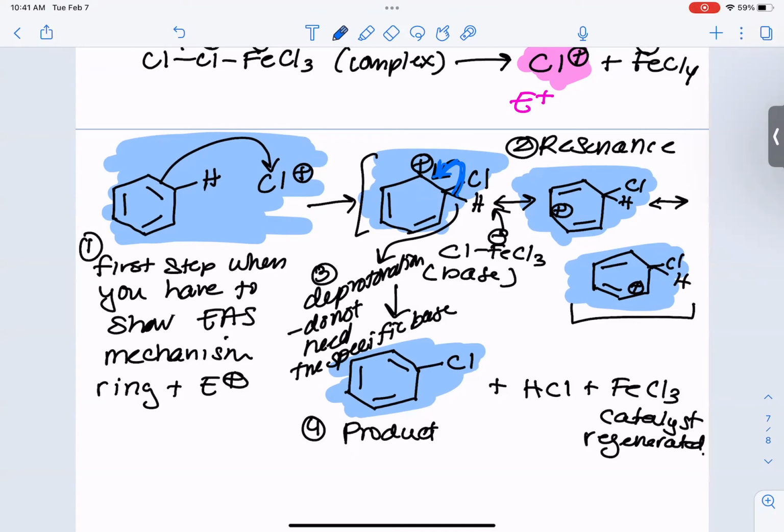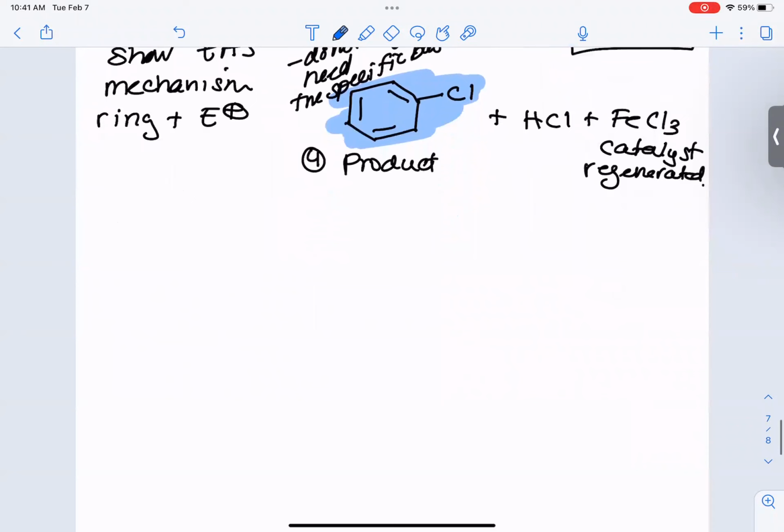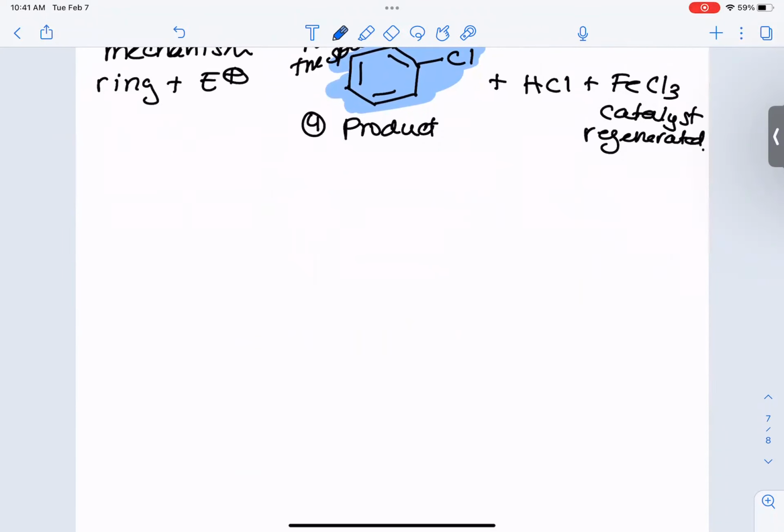So that's your same thing. So if it's bromination, it's just the Br+. Okay. All right. Do we have any questions with this?